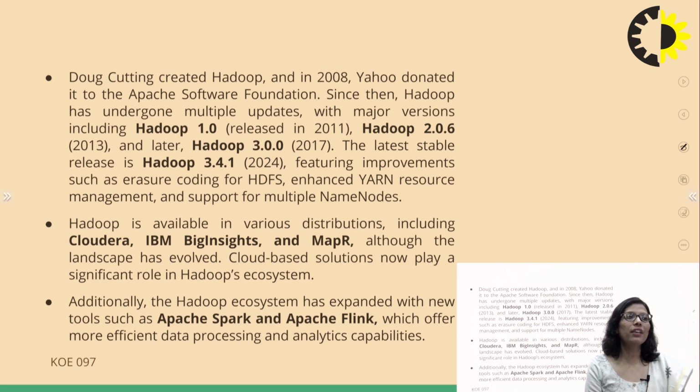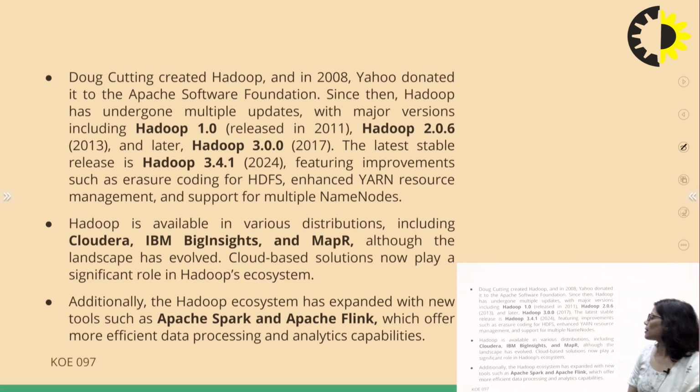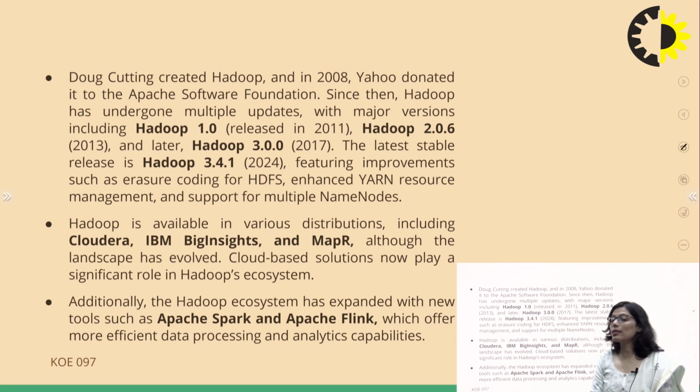In Hadoop 3, we have various features, that is enhanced YARN and support for multiple name nodes. Also Hadoop comes in various flavors, or we can say distributions. If we are working on the cloud, we use the Cloudera flavor. Other than that we have IBM BigInsights and MapR. These are various distributions of Hadoop according to our use case. Next, the Hadoop ecosystem has also expanded into various other tools, that is Apache Spark and Flink. They are advanced versions of Apache Hadoop.